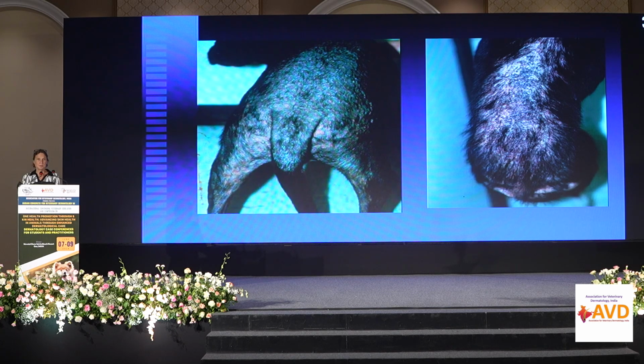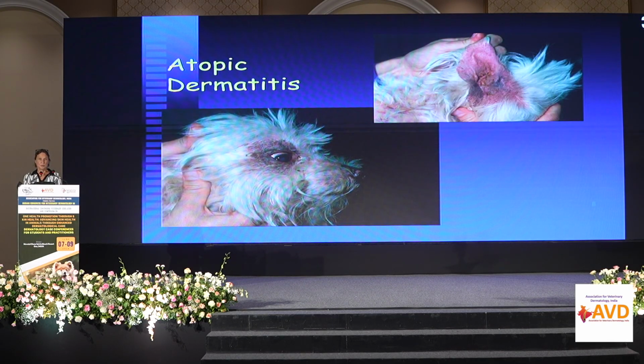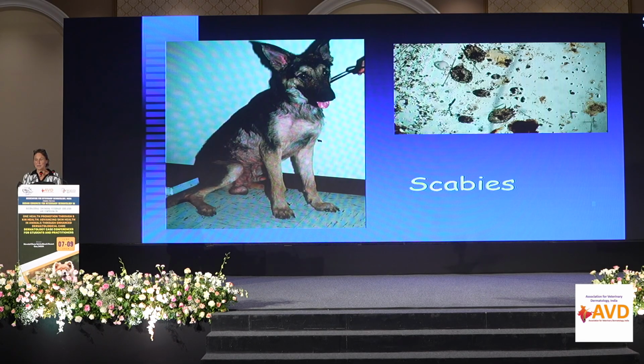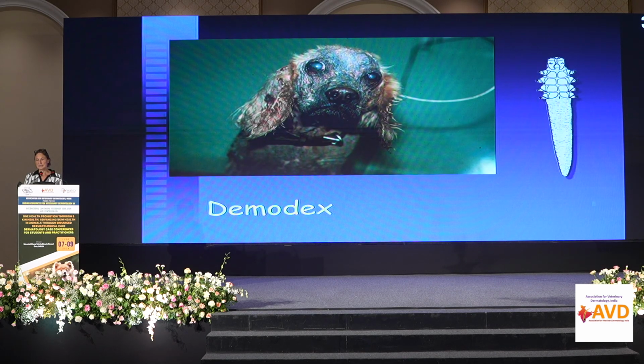So I've put some images just to highlight this concept. These dogs all have crusty, scaly skin. This is a flea allergic dog with a secondary pyoderma. This is an atopic dog with secondary bacteria and yeast. And this is a scabies dog. So basically, they all eventually show up as crusty, itchy dogs, and so we need to treat the treatable and always reassess.